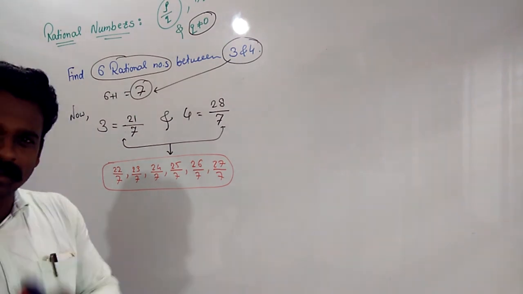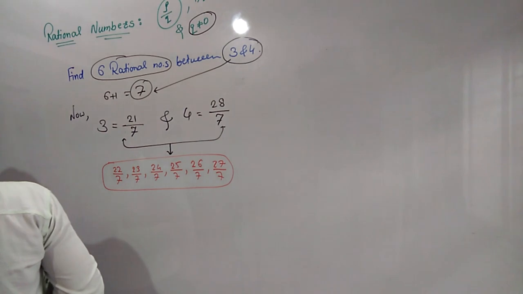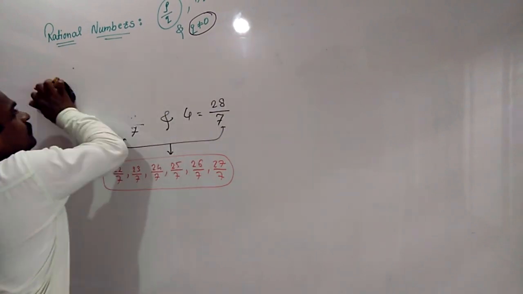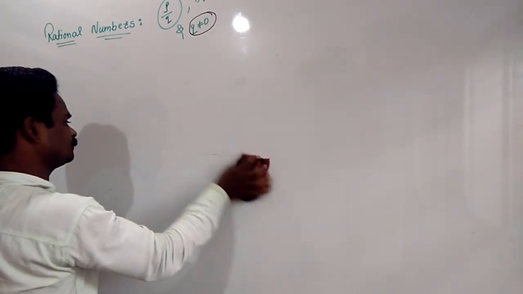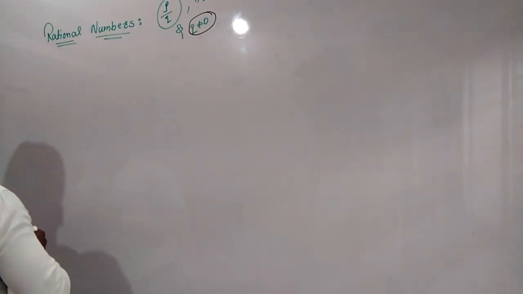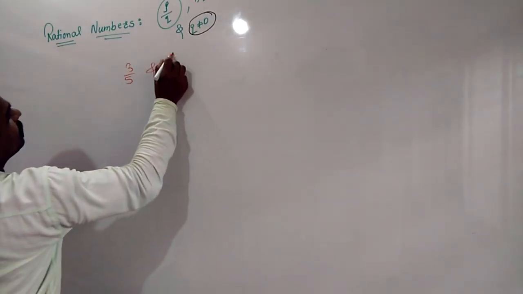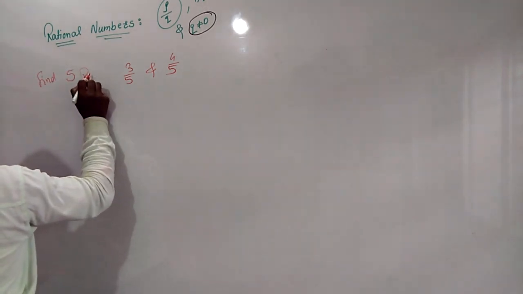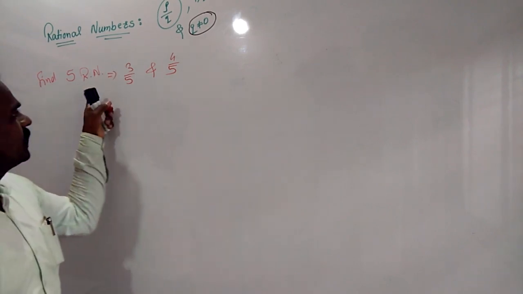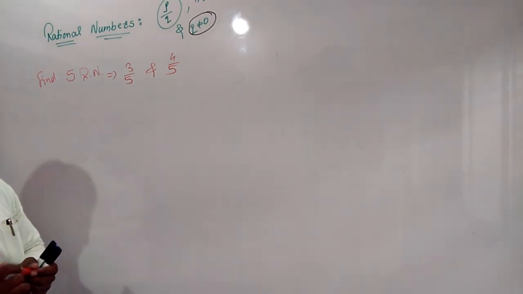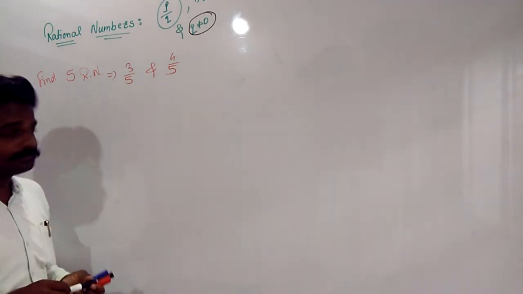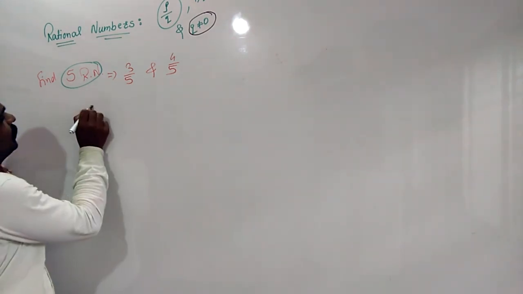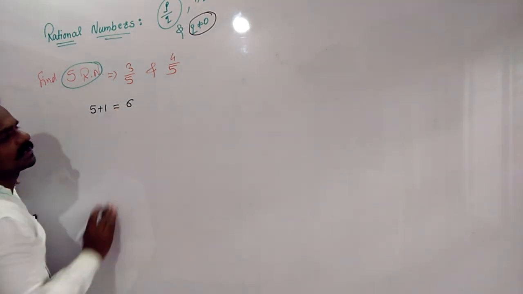Now let's check one more problem from the same concept of rational numbers. The problem is like this. Find 5 rational numbers in between 3 by 5 and 4 by 5. The process is again the same. How many rational numbers do we need to find out? 5. So 5 plus 1 is equal to 6.